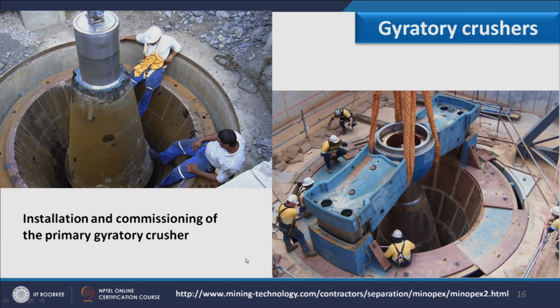And here we have the installation and commissioning of a primary gyratory crusher. So, sometimes its size is too large, you can imagine the size over here. So, continuously material comes over here, and due to gyratory motion or oscillatory motion of this vertical shaft, the material gets crushed and from here it can pass. So, this is basically the installation of a gyratory crusher going on.